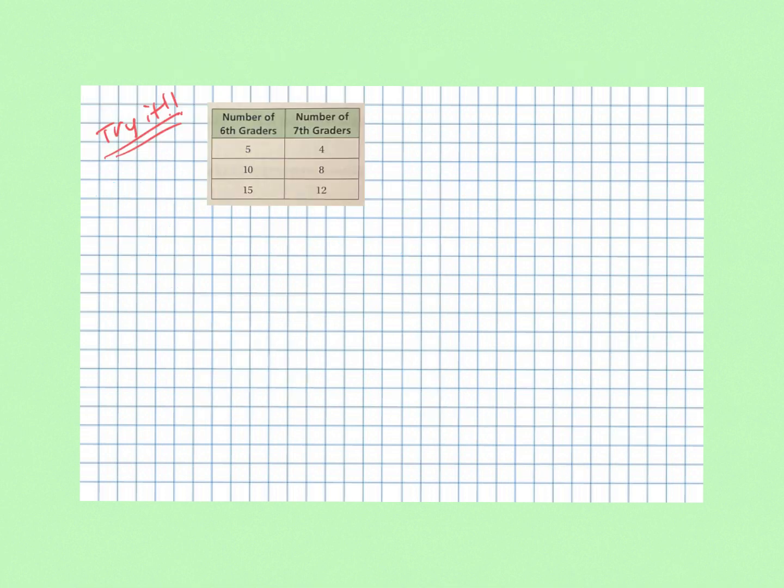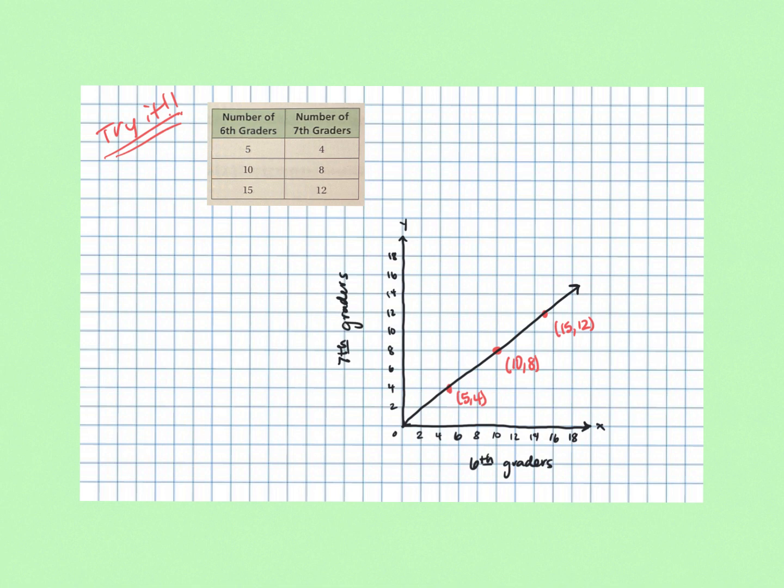I want you to try this one real quick. Here are the number of 6th graders and the number of 7th graders. Use those as ordered pairs and then put them on a graph just like we did right before. Look at your notes for help. The answer will be here in just a moment. And this is what your coordinate plane should look like.